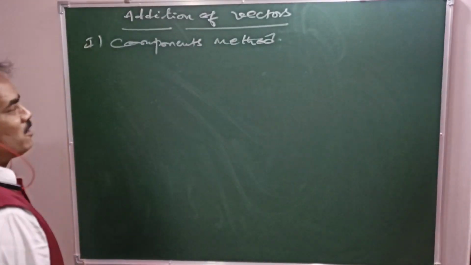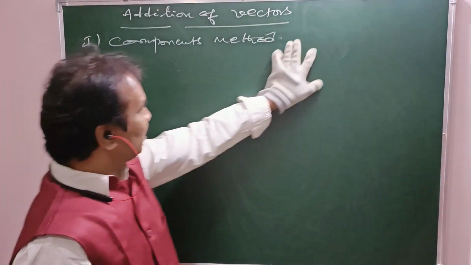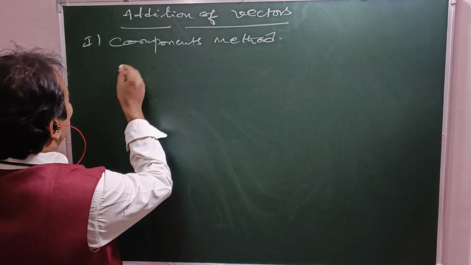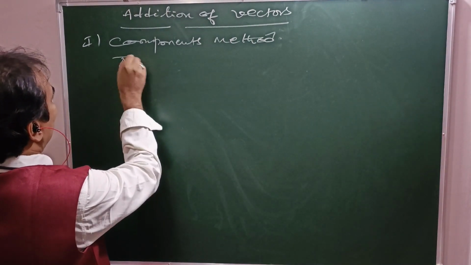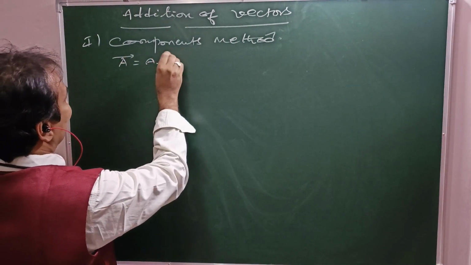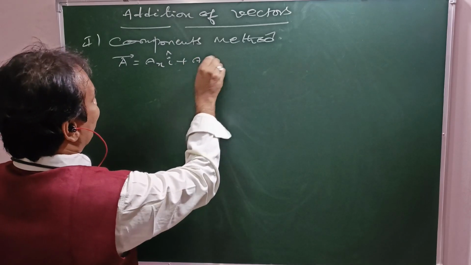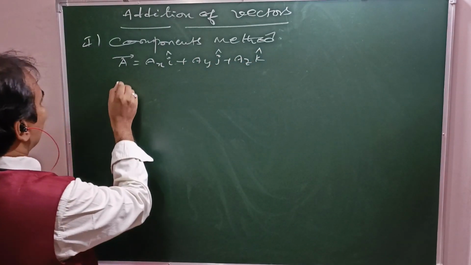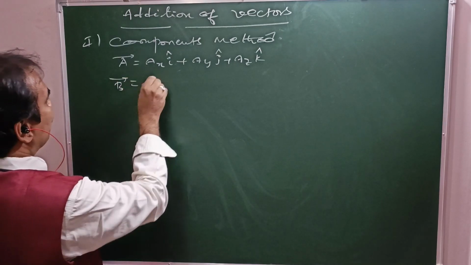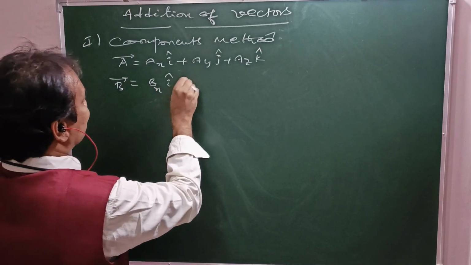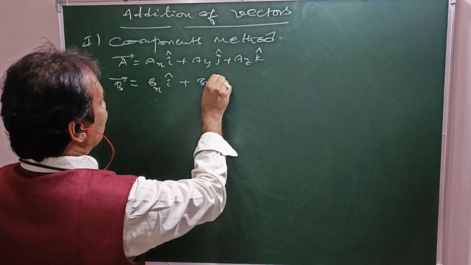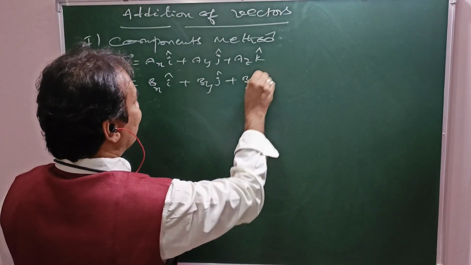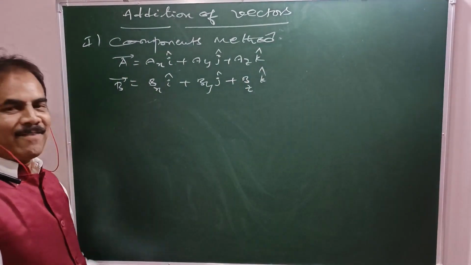Components method. First method. Let us see what is meant by components method. Suppose here we have two vectors, a bar equal to ax into i cap plus ay into j cap plus az into k cap, and one more vector b bar equal to bx into i cap plus by into j cap plus bz into k cap. These are the given vectors.